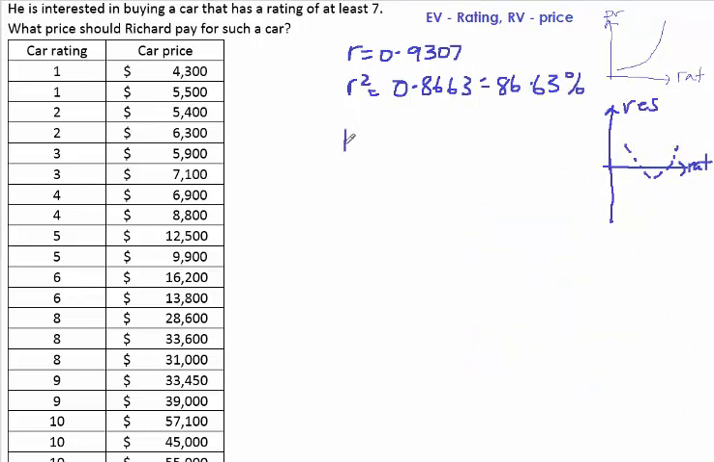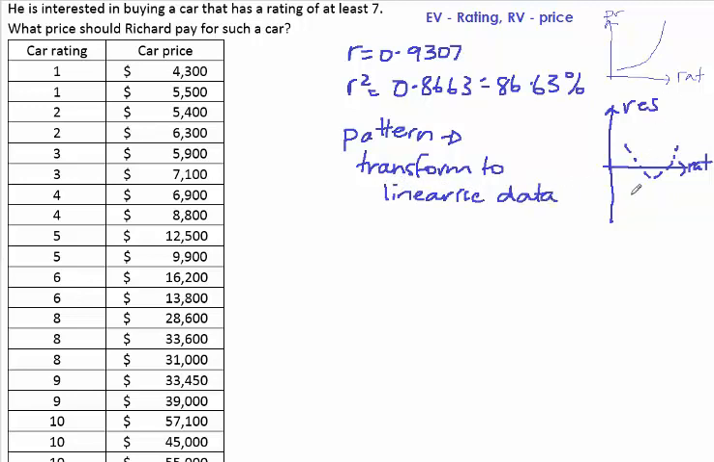And because there is a pattern, it means we're going to transform to linearize the data. If this was random, so in green I'm going to draw a random plot, that tells us that it's a linear line. Our assumption of linearity is correct if it's random. But because it's got a definite shape, our assumption that we need to transform is correct.